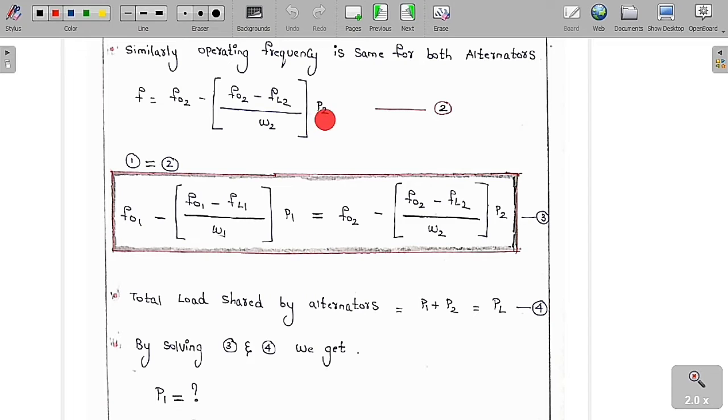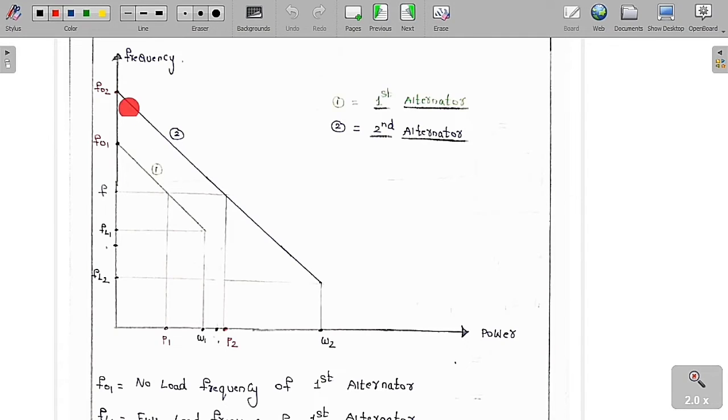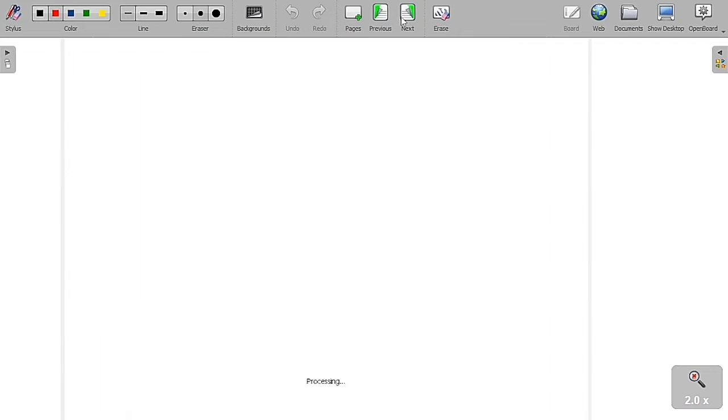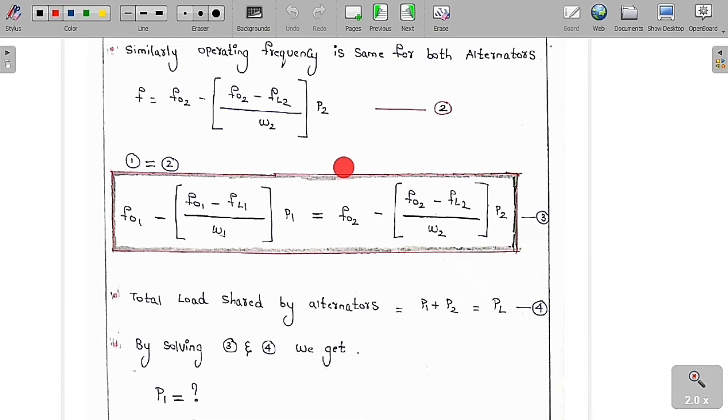You can get it by the same method I have already told you, the slopes are also equal. So if you apply the slope for this triangle, you are going to get the same result, which is, the slope for this triangle is F02 minus F by P2 is equal to F02 minus FL2 by W2. So by this also you are going to get the same result. So equation 1 and equation 2 are the same because they are going to give the same operating frequency.